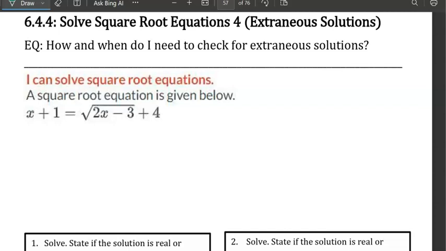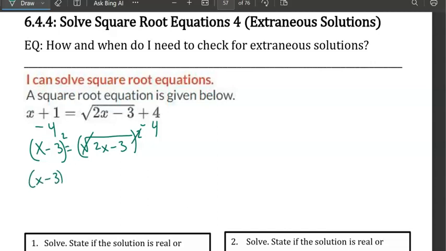x + 1 equals the square root of 2x minus 3, minus 4. First thing you want to do is isolate the square root, so let's subtract 4 from each side. From there, we're going to get rid of the square root by exponentiating by 2. Let's expand the (x - 3) squared.